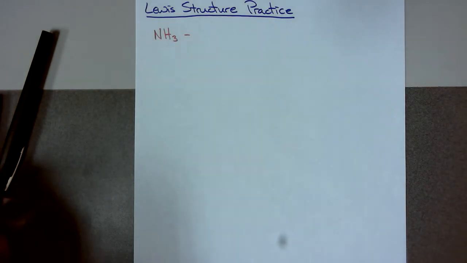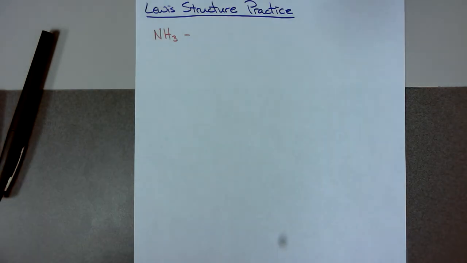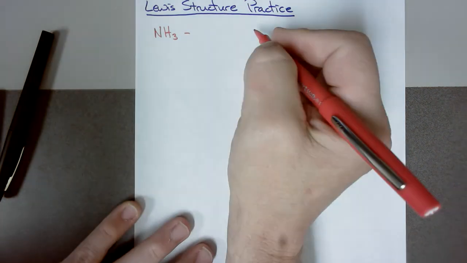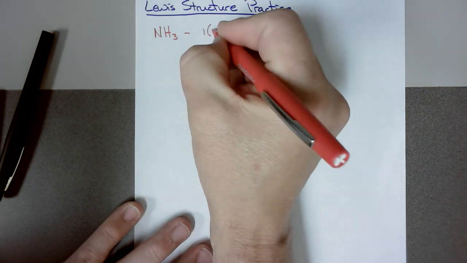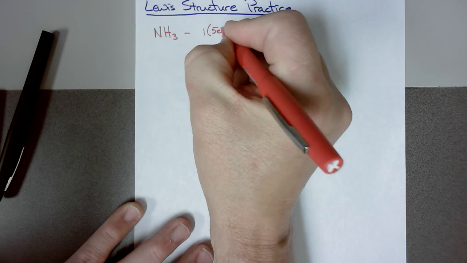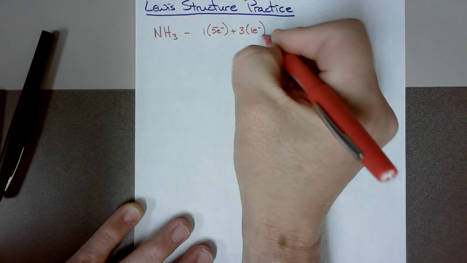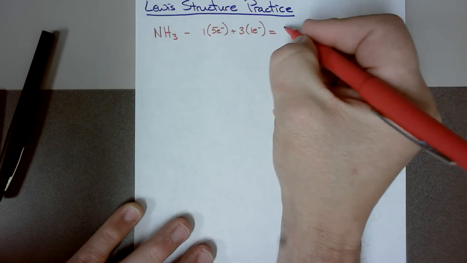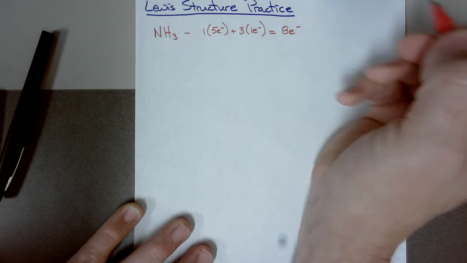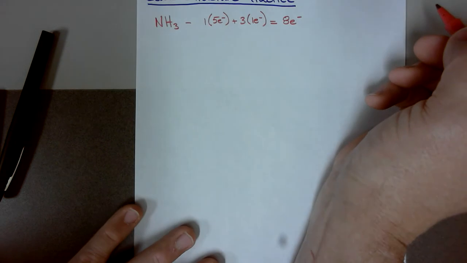So we were cut off earlier, so we're going to talk about practicing a Lewis structure, and we're going to do it with ammonia. So when I figure out the valence electrons for ammonia, I have 1 times nitrogen. Nitrogen has 5 electrons, plus 3 times hydrogen, and hydrogen has 1 electron. So that's going to be a total of 8 valence electrons that I can use for ammonia.